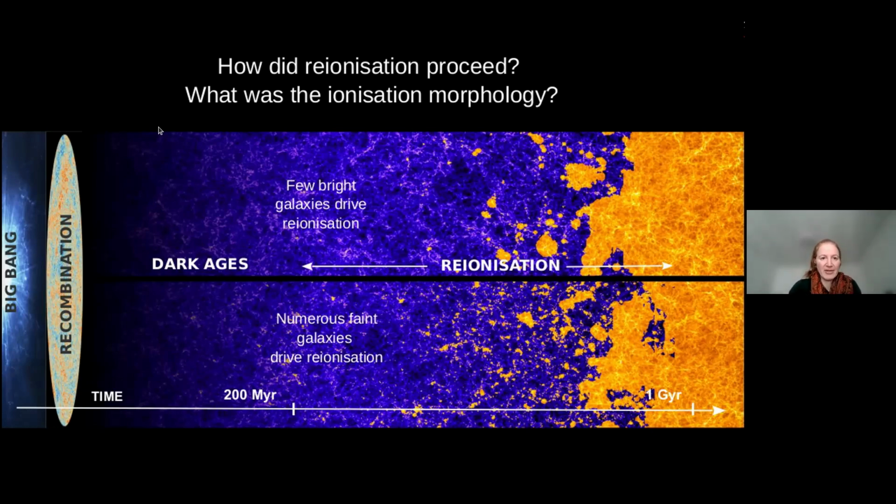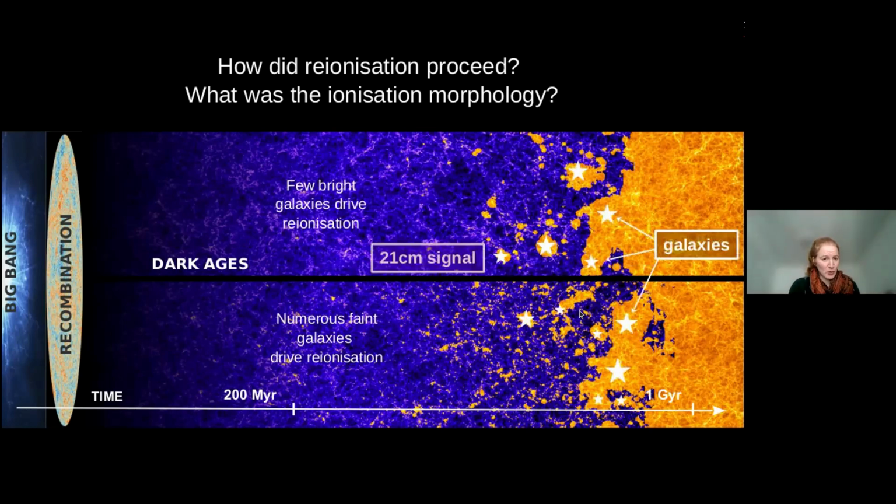So do we have a scenario where a few bright galaxies drive reionization and you have a few large ionized regions? Or do you have a scenario where the faint galaxies drive reionization and you have more, smaller ionized regions that grow over time? In this aspect, I was wondering, if you consider the two observables that we will have or already have, the 21 centimeter signal and also high redshift galaxies, what can we learn from them? Specifically, I have been looking at what happens if you cross-correlate these two data sets. And I believe Andre has already talked a bit about this, but I want to dive a little bit deeper.